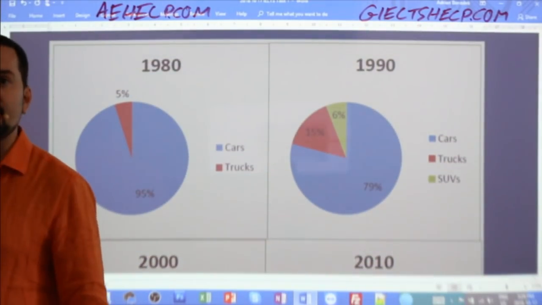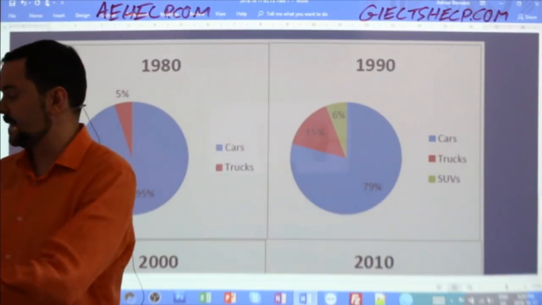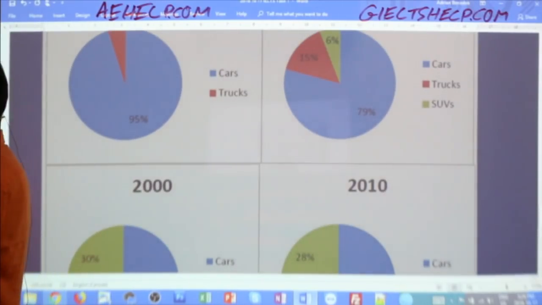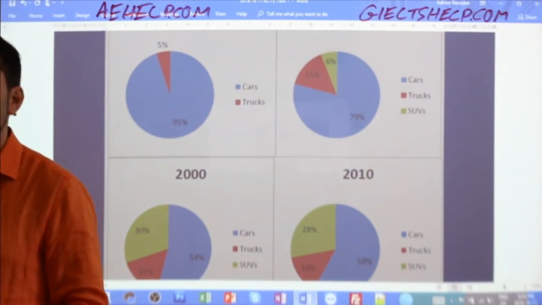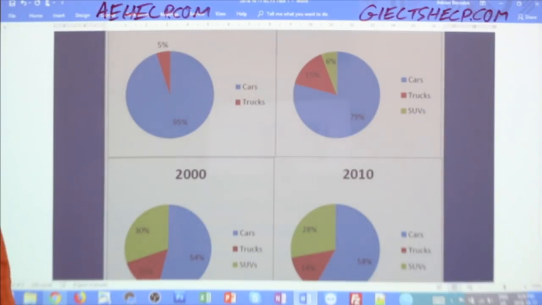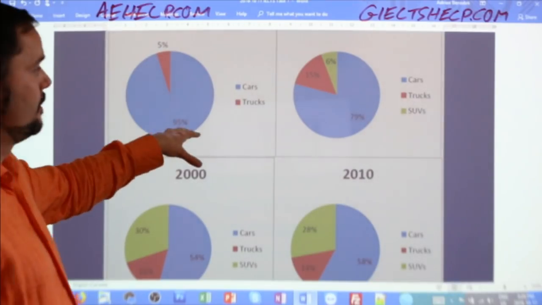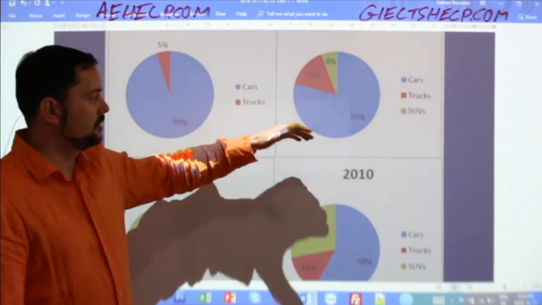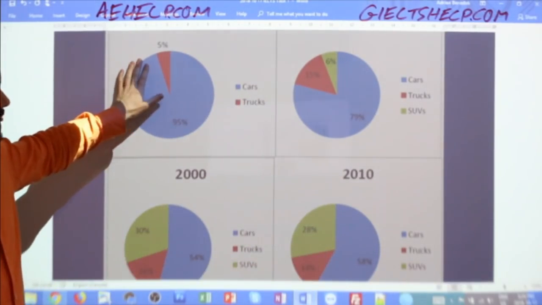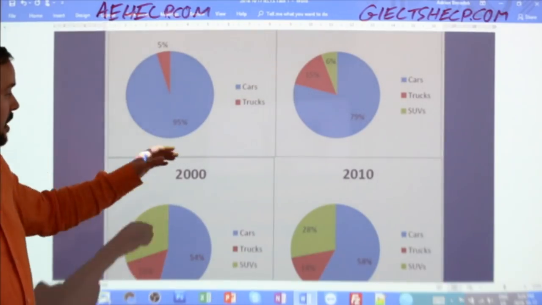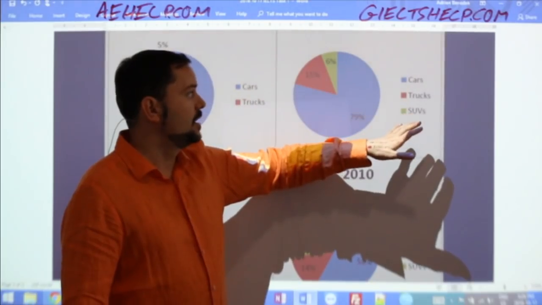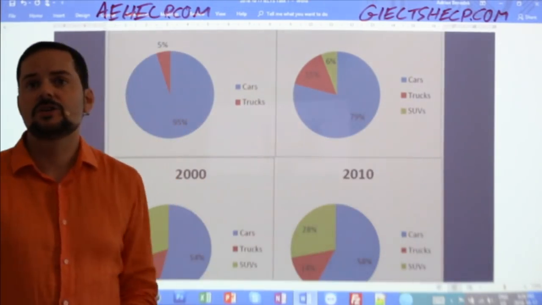So here we have our pie charts. We have 1980, 1990. We have 2000, 2010. What is the most logical way to mark our points in this case? Should I compare 1980 to 2010? Should I compare 2010 to 1980, 1990? So what should I do? Should I compare trucks to SUVs, cars to trucks, cars to SUVs? So how should I compare this?